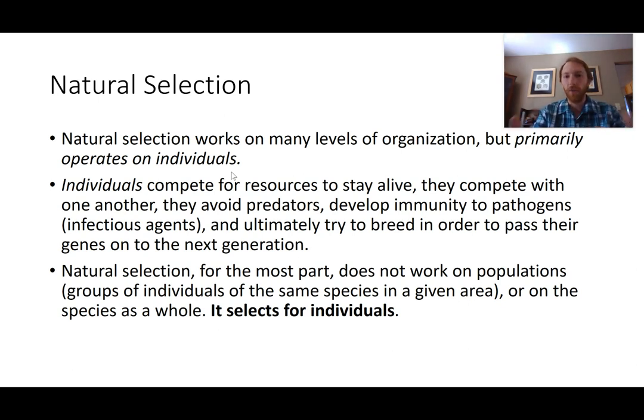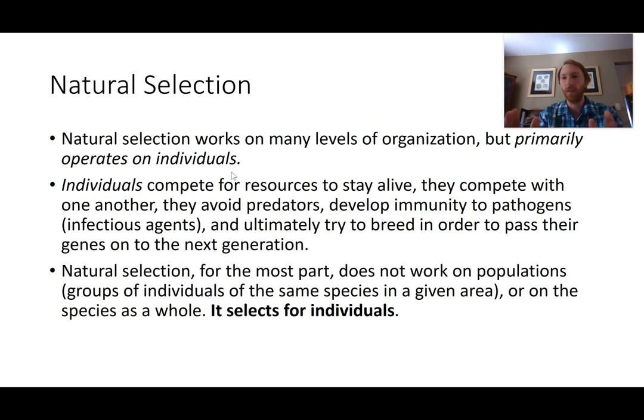We also try to avoid predators, avoid herbivores if you're a plant. We don't want to be eaten by predators. We develop immunity to pathogens, which is just a fancy way to say an infectious agent like a bacteria, a fungus, a virus that'll infect you. And then ultimately, the goal of an individual in their lifetime, I guess you would say, is to reproduce and pass on their genes for the next generation. So it's all working on the individual level. Natural selection selects individuals that are able to pass on their genes. It doesn't work on populations. It doesn't work at the species level.